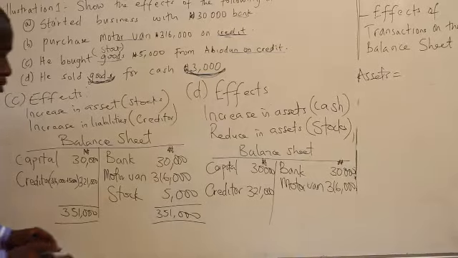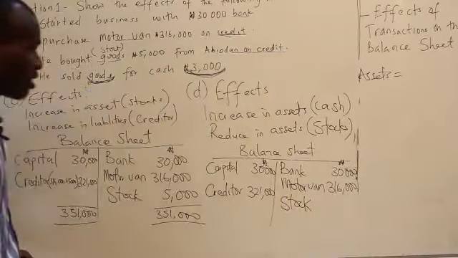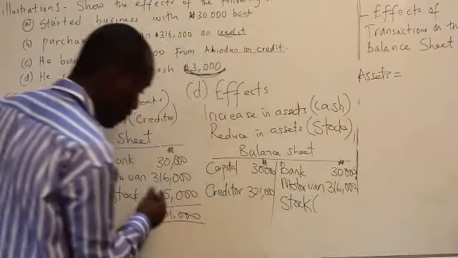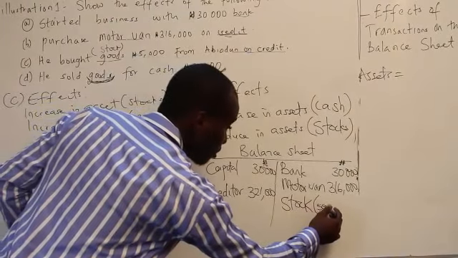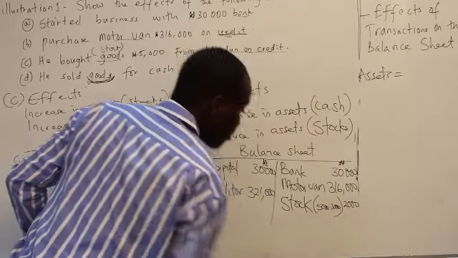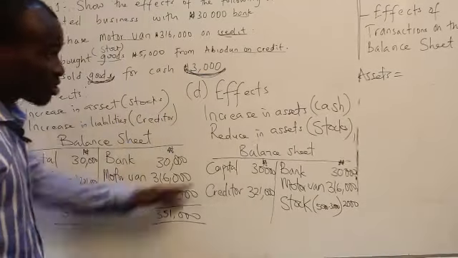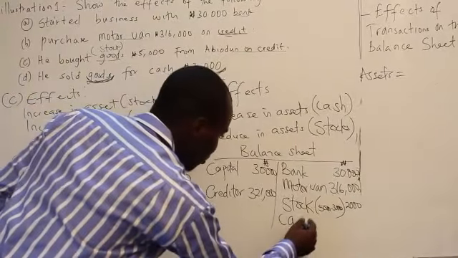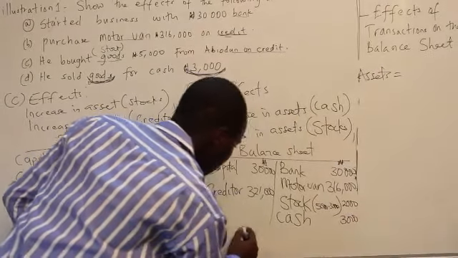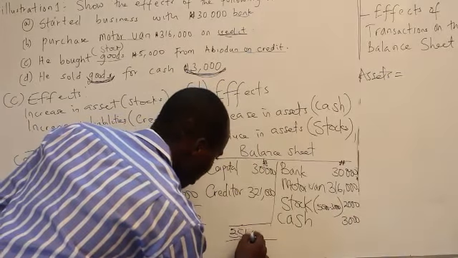While the stock is being affected, there is a reduction in stock by 3,000. So previously we have 5,000 minus 3,000. That gives us 2,000. Then we have an increase in assets, which is cash. So there will be an introduction of cash, which is 3,000. So that amounts to 1,000.